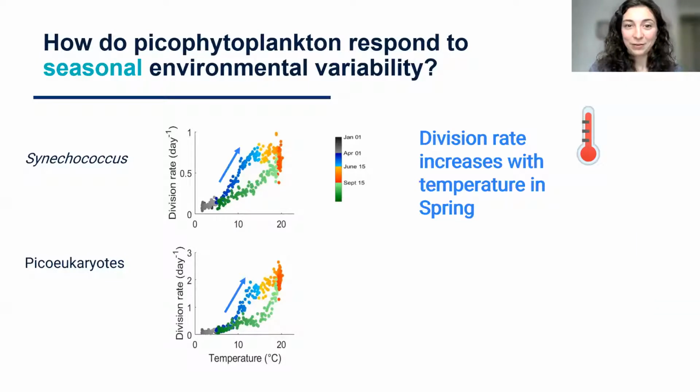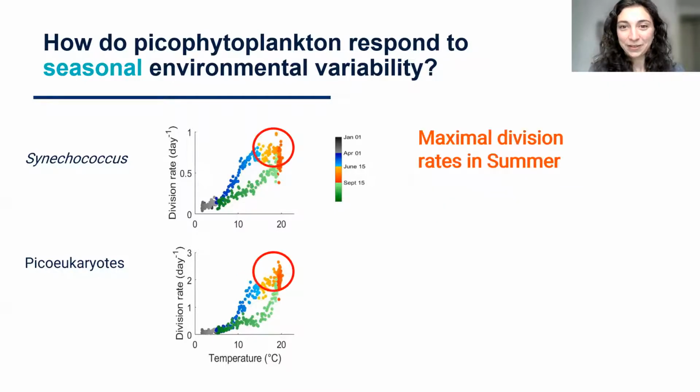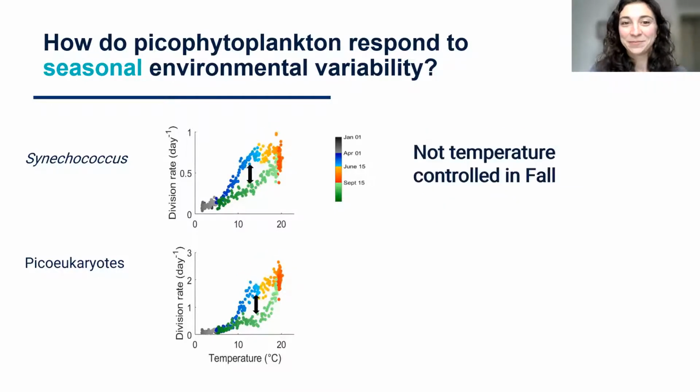Whereas if we look at the fall, we see that the cells are not able to divide at the same rates that they are for days of the same temperature in the spring. So, sorry, maximal division rates in the summer. But here, importantly, the division rates in the fall are lower than would be expected based on their temperature, which suggests that something is limiting their growth.